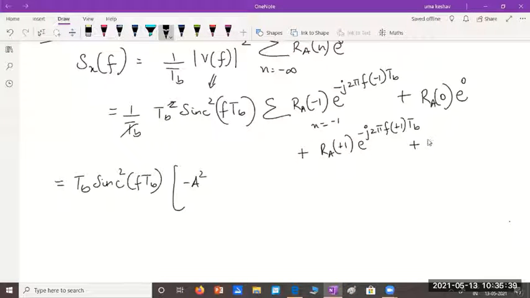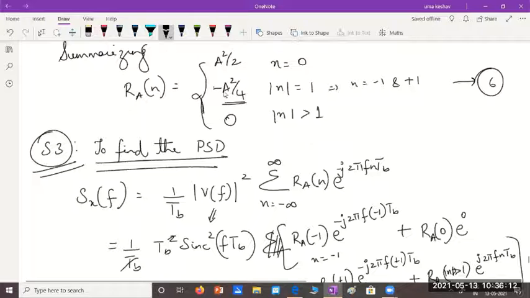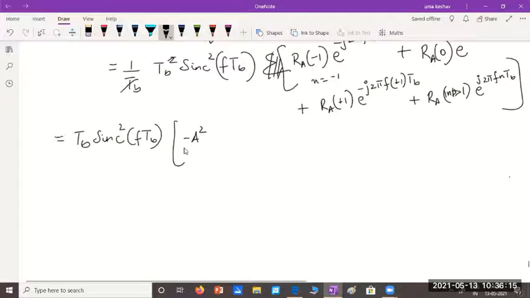plus Ra for n greater than 1, any value of n greater than 1, e to the power of minus j2 pi fn Tb. So these are the 4 possible cases. So the summation here extends for all these 4 possible cases. We have included all the 4 cases in the summation. So now let me substitute this value. What is the value of Ra of minus 1? It is minus a square by 4. This is minus a square by 4 into e to the power of, what would I have here?